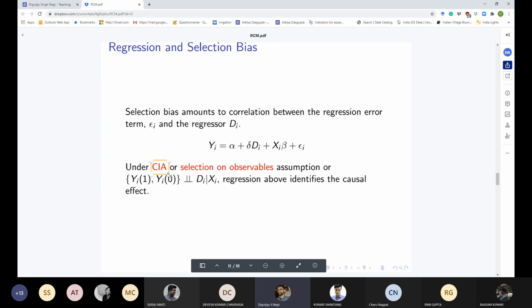that it is conditionally independent, or the selection is on observables. So this X_i beta here has other observable factors, right? So in case of, for example, comparing IGIDEA students' job market outcomes versus other students, we know that these students are different on other outcomes: schooling, background, incomes, all those things. So what we are saying is that if in this regression I put all of those variables as controls, the observed variables, then that controls for all the differences that these individuals have.